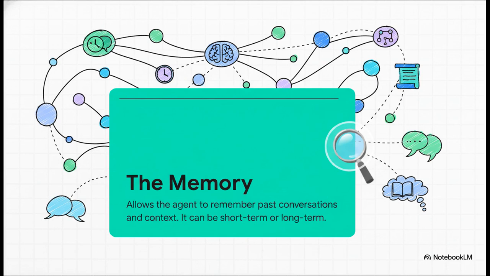Of course, a good brain needs memory. This is so important. Memory is what allows the agent to remember what you were talking about just a second ago and hold on to context. Without it, every single sentence would feel like starting a brand new conversation from scratch. And this memory can be short-term, just for the current task, or even long-term, remembering important things you've told it in the past.